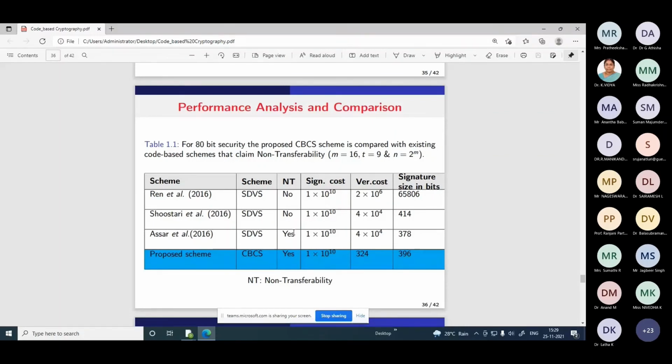So when we compare with the Azar et al. scheme, our signature size is almost the same. But look at the verification cost. Both of them use Goppa codes only, but there is a change in the algorithm. They have used a strong designated verifier signature, and we are using the chameleon hash. So the verification cost is drastically reduced, right? With the same signing cost.